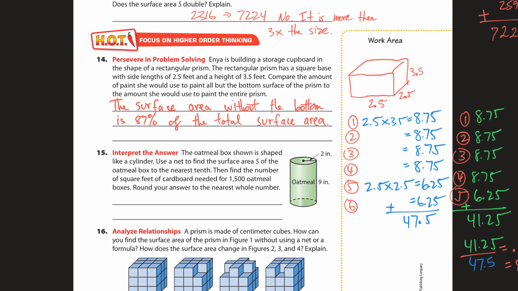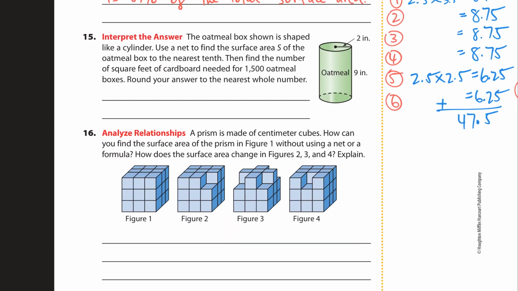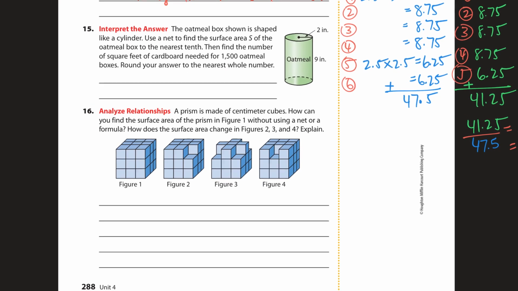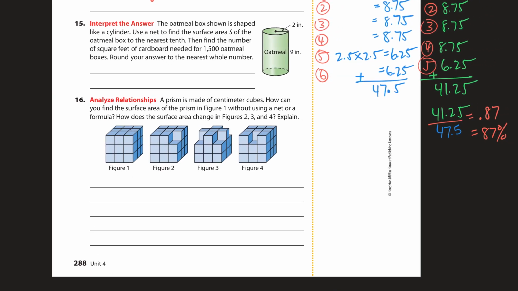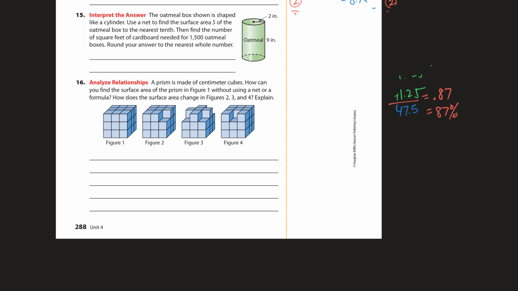Okay. All right. Next. The oatmeal block shown is shaped like a cylinder. Use a net to find the surface area. You know what I'm going to do? I'm going to show you the formula. This is not usually shown until 8th grade, but I'm going to show you the formula for this because I think this is just going to be way easier. Okay, so I'm going to erase all this stuff here to give myself some room. And I'm going to share with you this formula for the surface area of a cylinder.